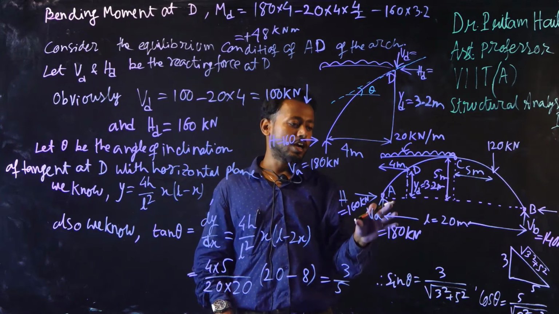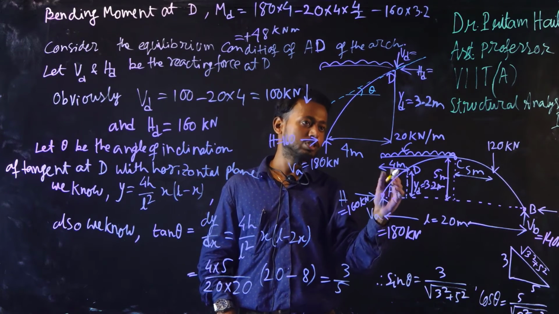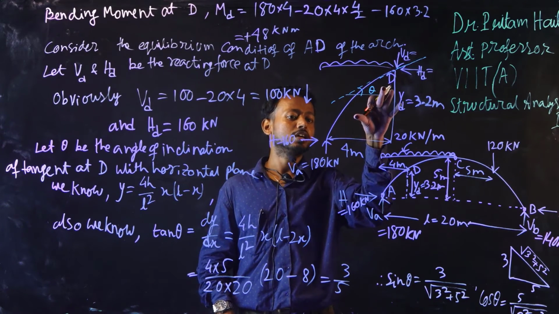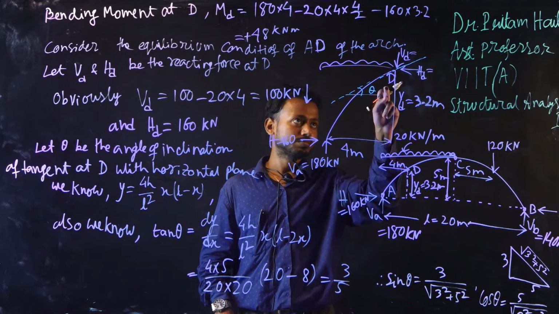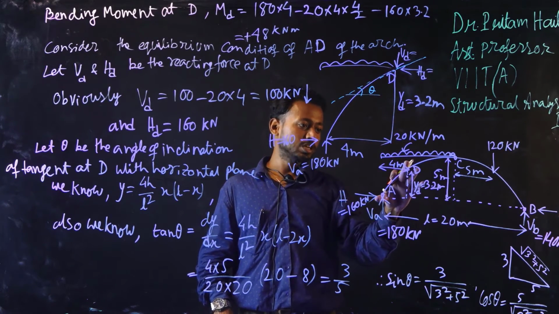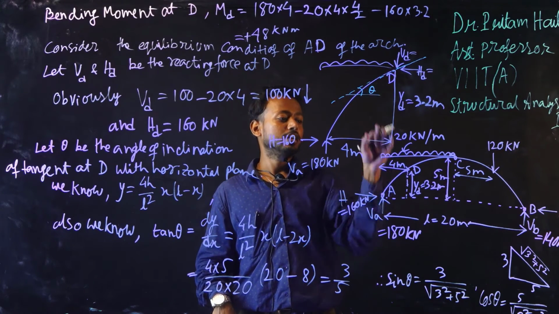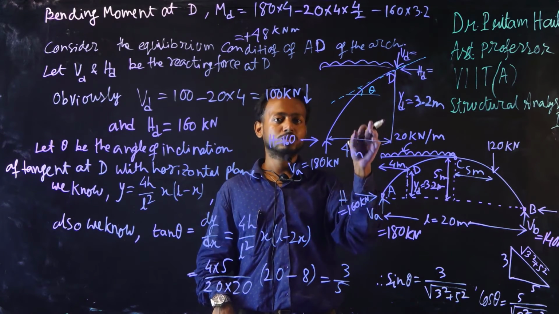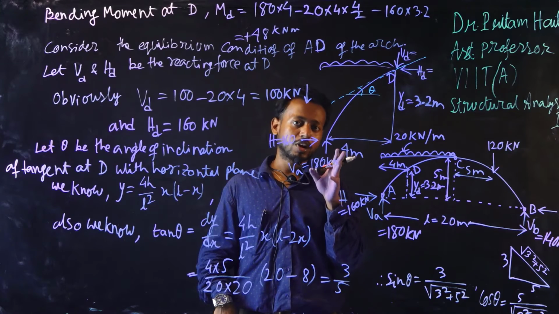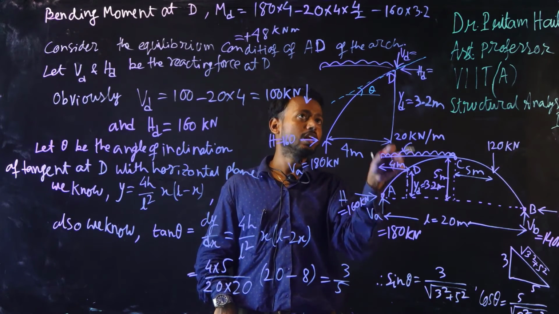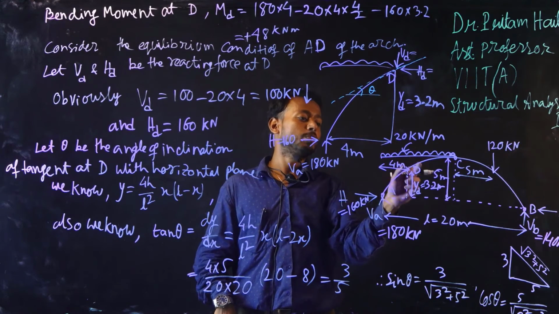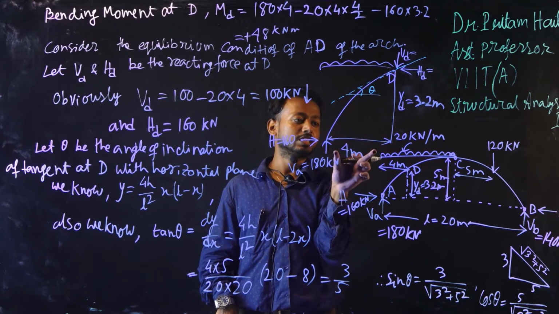So if I cut this portion, that is the AD portion, I have drawn it here. This is A support, this is D joint, D point. Only this portion I have enlarged here and I am showing what forces are acting in both horizontal and vertical direction, right? So what is the UDL? UDL is here 20 kilonewton per meter. This is 4 meter distance.